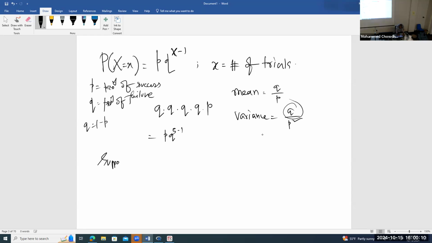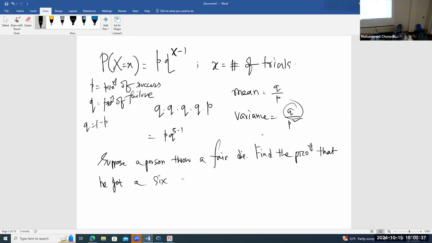Suppose a person throws a pair of dice. Find the probability that he got a 6 at the 7th try.